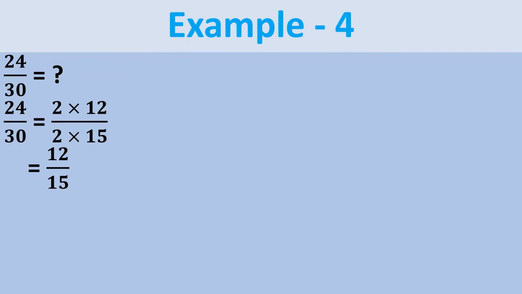Is this the lowest term? No, 12 by 15 is not the lowest term because they both are divisible by 3. So we write it again as 3 multiplied by 4 divided by 3 multiplied by 5. Cancelling the 3 from both the numerator and denominator, we get 4 by 5.